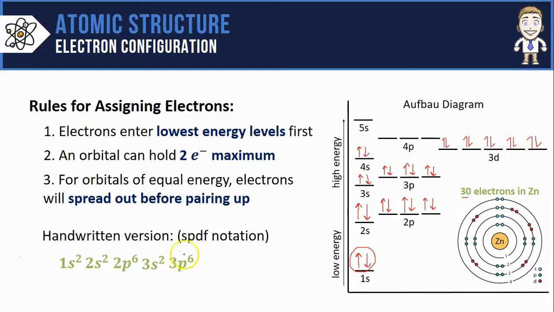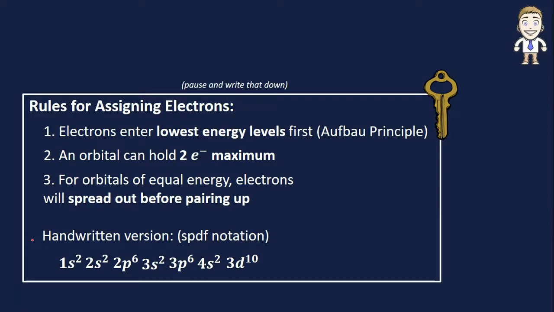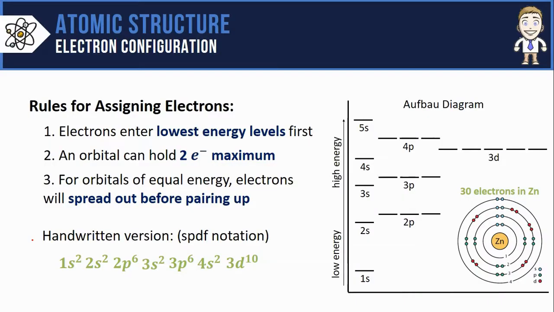Notice for orbitals like the p's, we lump all of them together, saying there's a total of 2, 4, 6 electrons in each set of p orbitals, stopping with 3d10. These rules and those configurations are some of the key ideas for this video. Make sure you've paused and written them down.